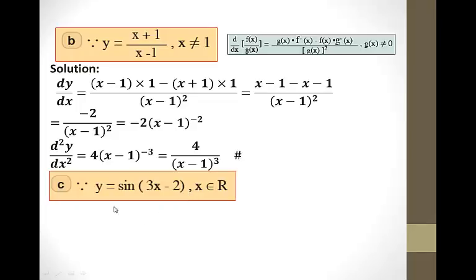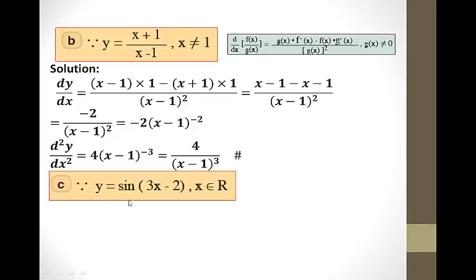Number C, y equals sine of 3x minus 2 and x belongs to R. You know the domain of the sine function is R. What is the differentiation of sine? The differentiation of sine is cosine. You must memorize it.